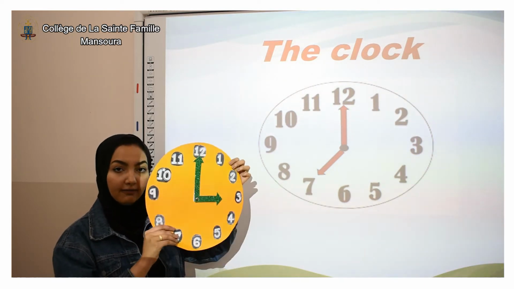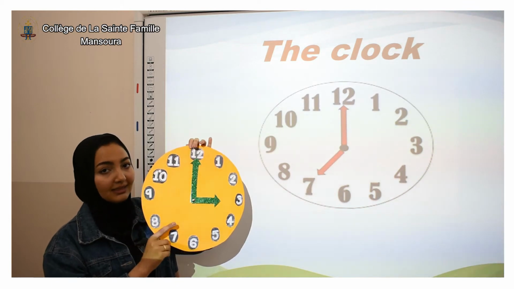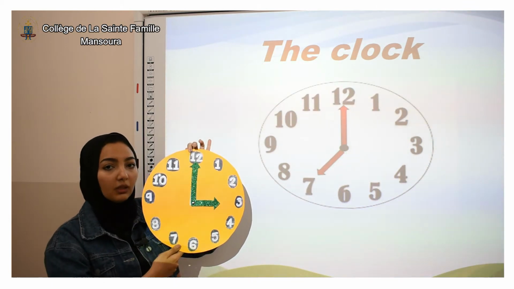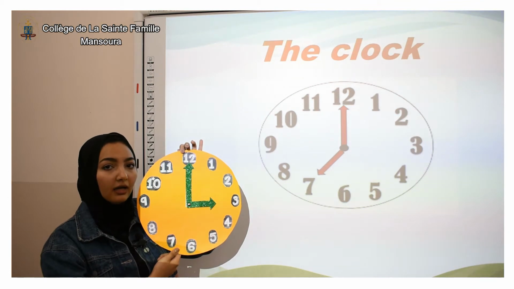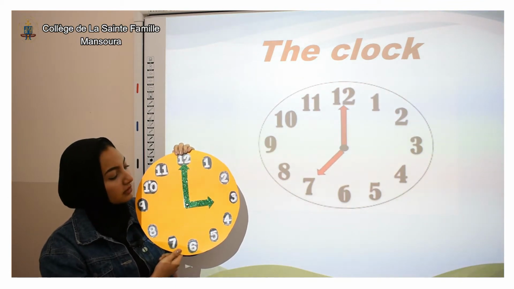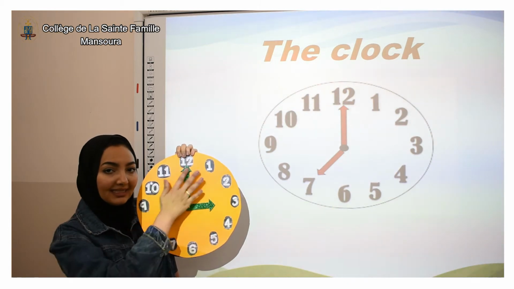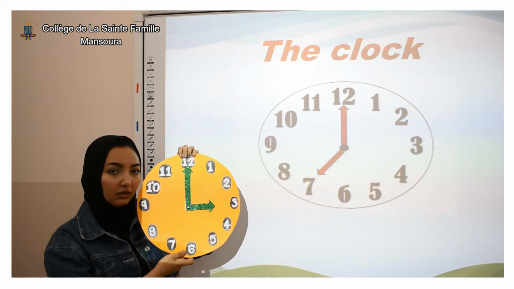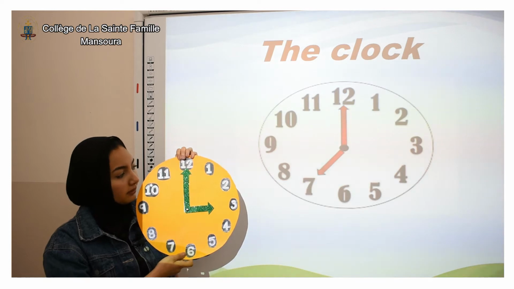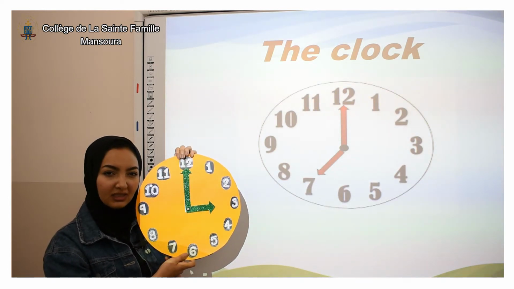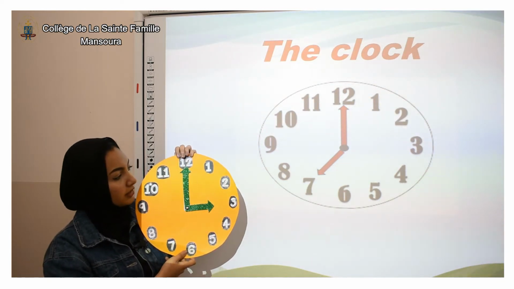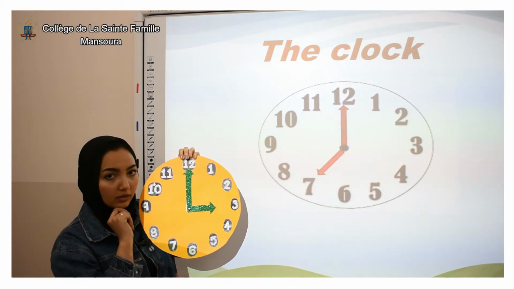Look, I have something. This is a clock. What is this? A clock. Excellent. Okay. One more time. This is a clock. And can you see numbers? Yeah, there are some numbers on the clock.